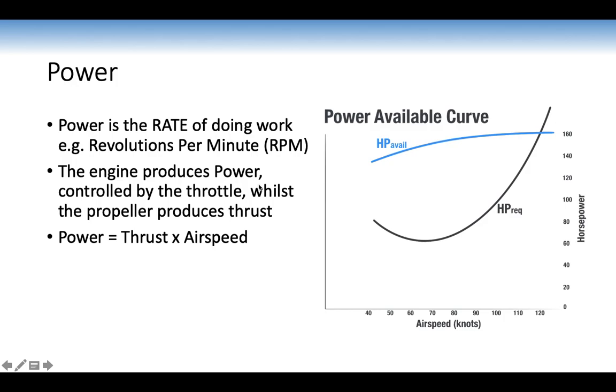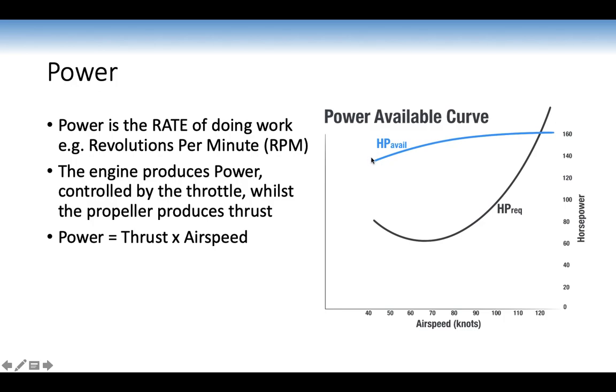So power is the rate of doing work, so it's measured in revolutions per minute. When you see that word rate, it's to do with the unit of time, so we're talking about revolutions per minute. So the engine produces power controlled by the throttle, while the propeller produces thrust. So that's the key difference. And that formula over here to get power: power equals thrust times speed. So horsepower available, that's available for our engine.